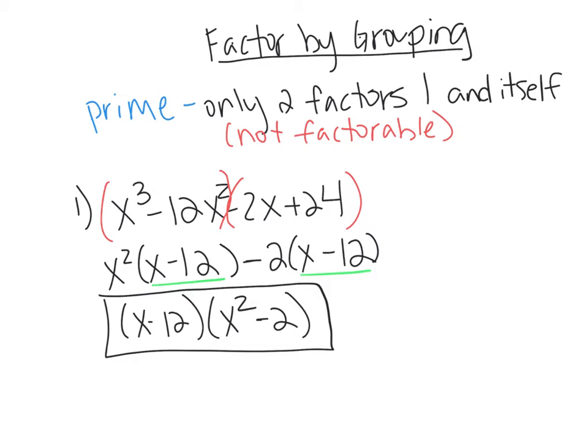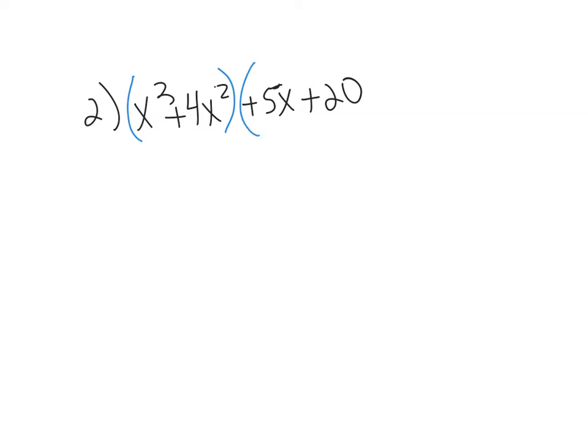Okay, so let's try another one. What if we have x cubed plus 4x squared plus 5x plus 20? Again, I'm going to look at the first two. Yes, they have a common factor. I'm going to group them together, and I'm going to group the second two together.